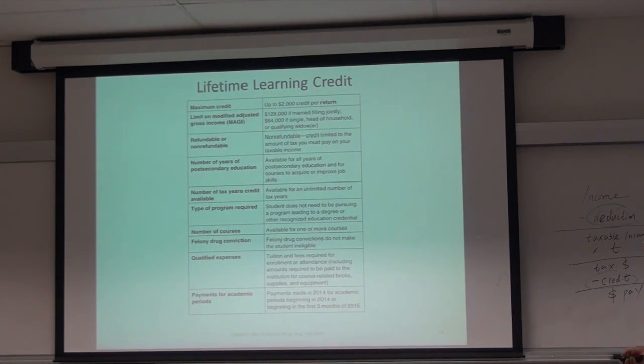So the Lifetime Learning Credit, you don't need to be in your first 4 years of college. It can be applied to basically anyone who is getting further education for the betterment of their professional skills. The amount is lower than the American Opportunity Credit, and the limit on modified AGI is also lower. And that one's non-refundable. So when you compare the two, the American Opportunity Credit is more advantageous, but it also has more limitations. The Lifetime Learning Credit has fewer limitations.